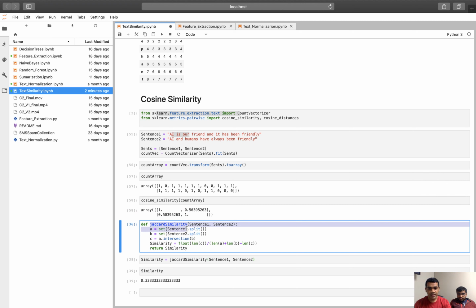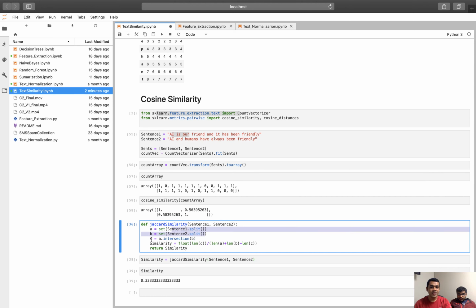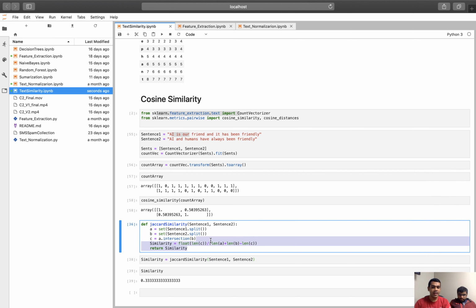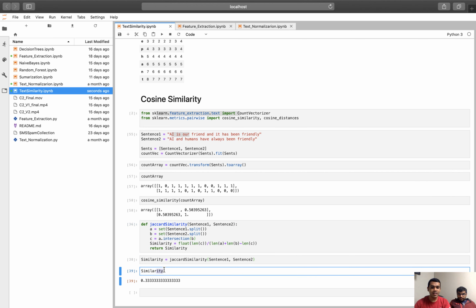For the same two sentences, again you can do the lemmatization and all those things. Here I'm just doing the basic split of the two sentences, creating the intersection between them, and then calculating the length, that is the intersection divided by the union, and returning the similarity. The similarity between these two sentences is 0.33. That means if it's closer to 0, they are not similar.